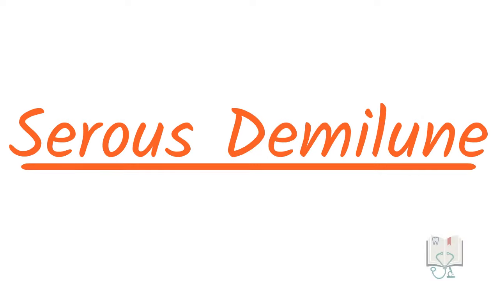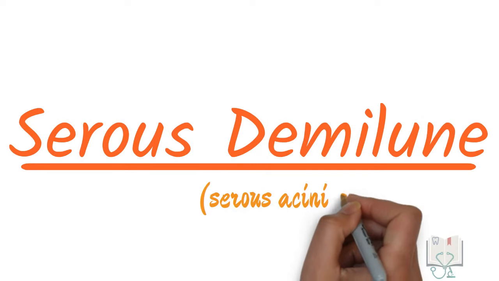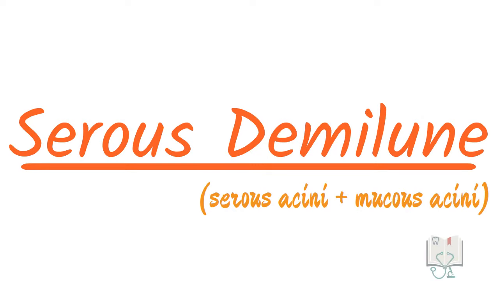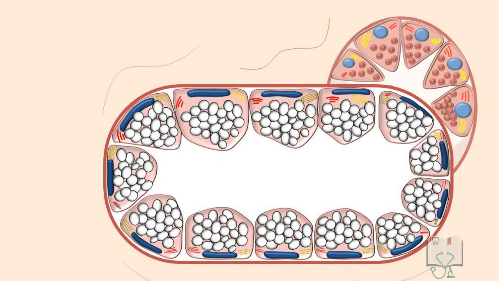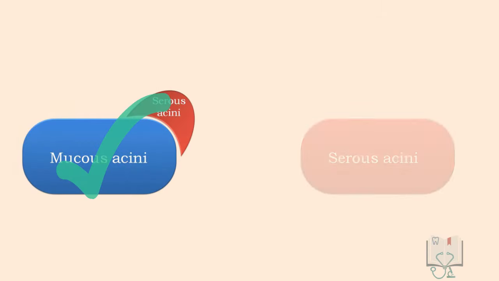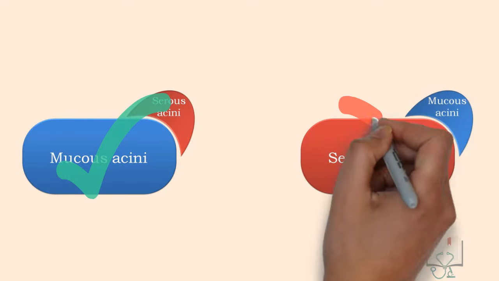Serous demilune. Serous demilune is formed when serous acini and mucous acini are present together. Serous demilunes consist of a mucous acini which is capped by a crescent-shaped serous acini. It is always mucous acini capped by a serous acini and never the serous acini capped by a mucous acini.